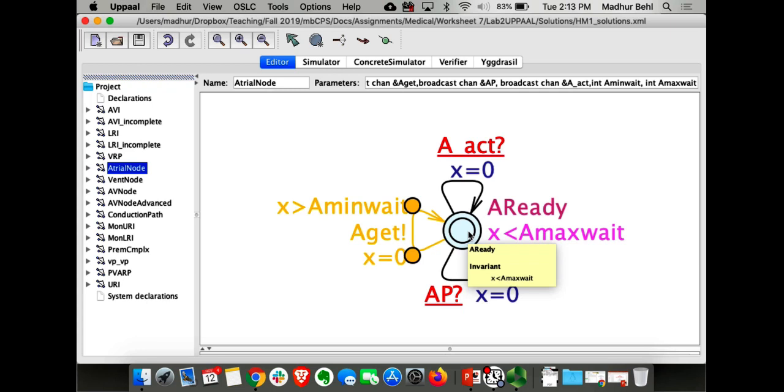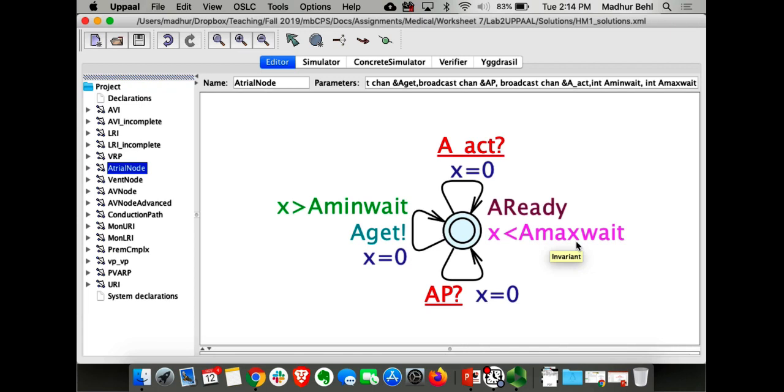So that's what we are trying to capture here: any time after a min wait, when this transition is enabled because the guard is satisfied, but no more than a max wait. Why no more than a max wait? Because the invariant forces you to go out of the location. That's the job of the invariant that we discussed in the example last time. So all this is really capturing is that the SA node can depolarize within some range that you will specify based on the patient, a min wait and a max wait.